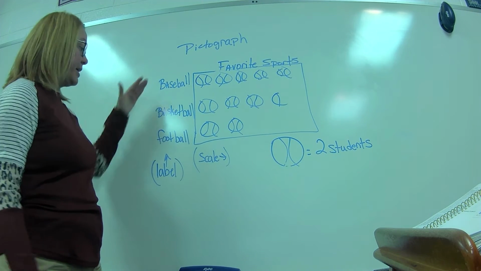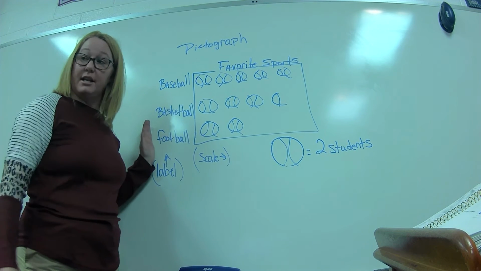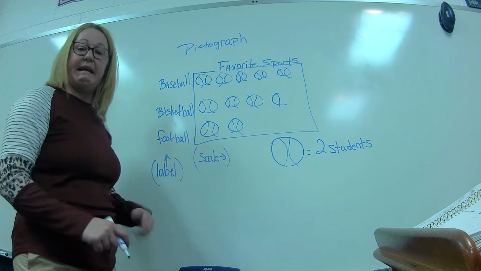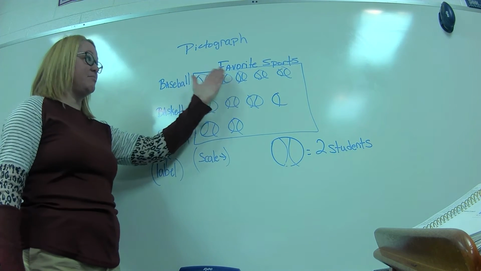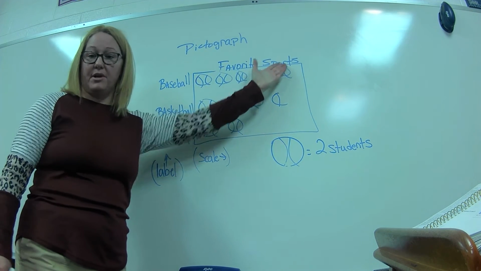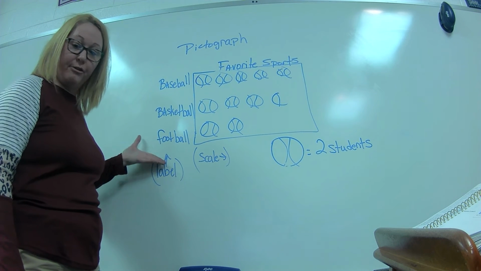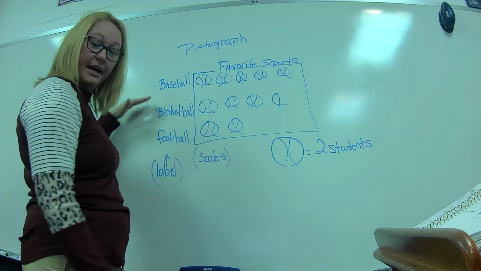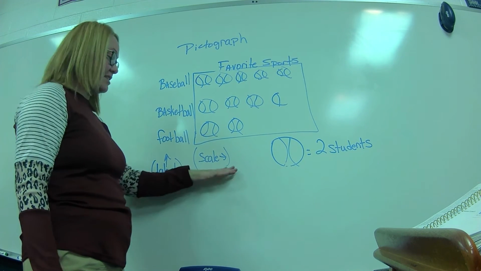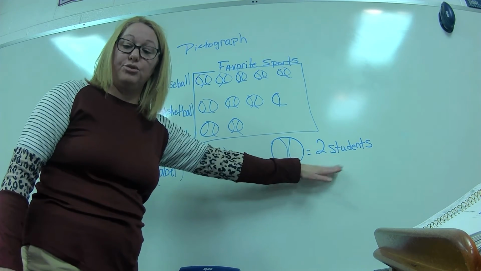I have 3 sports. Say I surveyed some students in the class or in school and said, hey, what is your favorite sport? So my title simply is favorite sports. And I gave them the options: baseball, basketball, or football. So I have again my labels, the title of the sports. I have a scale. I'm using a picture, and it's going to represent 2 students.